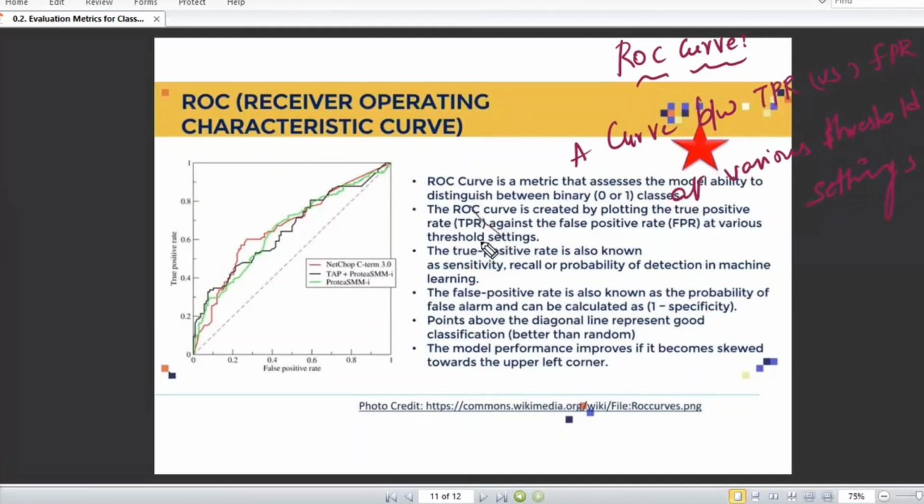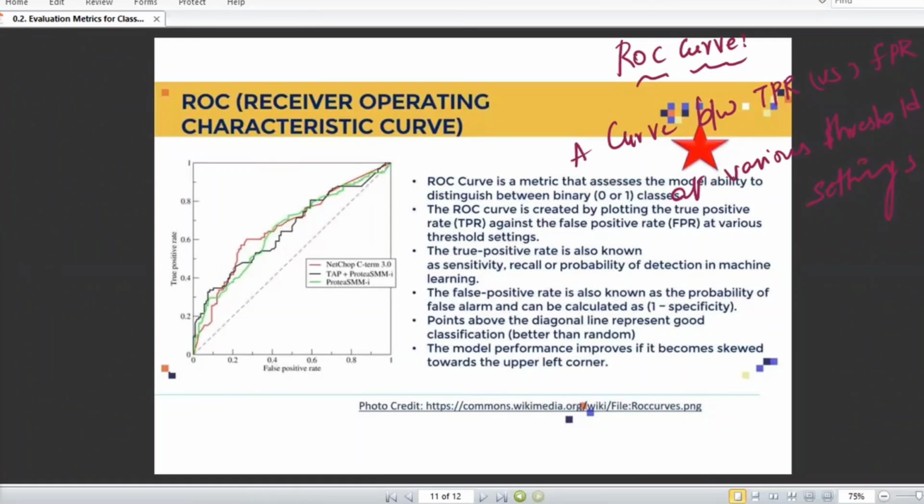Don't write as it is whatever is there in the PPT. Whatever we feel, we have to write. We have to understand the concept and write in our own words, because we have to remember, we are not by-hearting. Various threshold settings: as the threshold changes, automatically TPR changes, FPR changes.